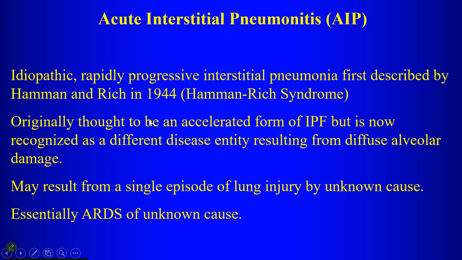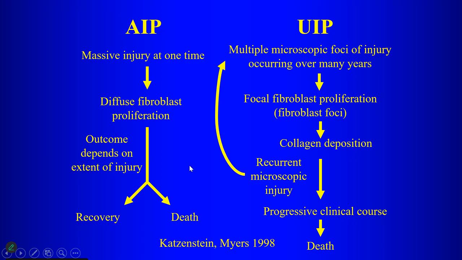It was first described by Hamman and Rich, the Hamman-Rich syndrome, in 1944. Originally it was thought to be an accelerated form of IPF or UIP, but it turns out that's not the case. It is a completely separate disease. So it probably results from a single episode of lung injury by some unknown cause that results in ARDS. So it is essentially ARDS of unknown cause. So comparing AIP with UIP, with UIP there are foci of injury, and then it's ongoing. There's ongoing injury and repair. So you will find the lung at different stages of injury and repair when you examine it.